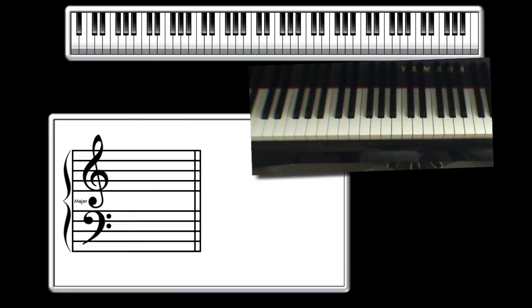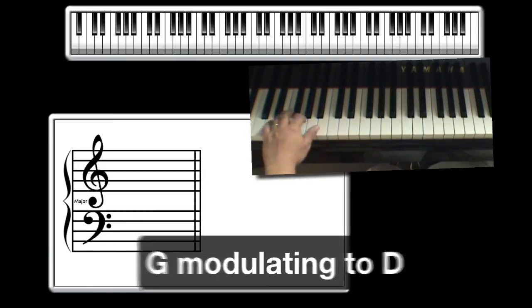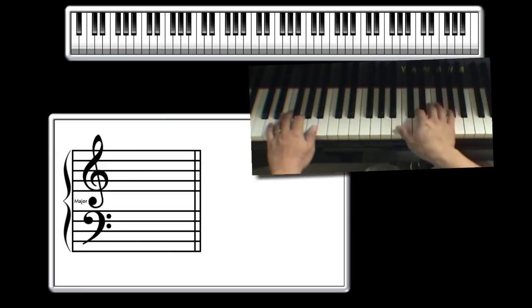So let me go through all the different keys here that you're responsible for, so you get to see what it looks like here. Start off with G major, that will modulate to its dominant key of D major here. Remember to establish your bass line first. Get that second finger on G. And then here we go.